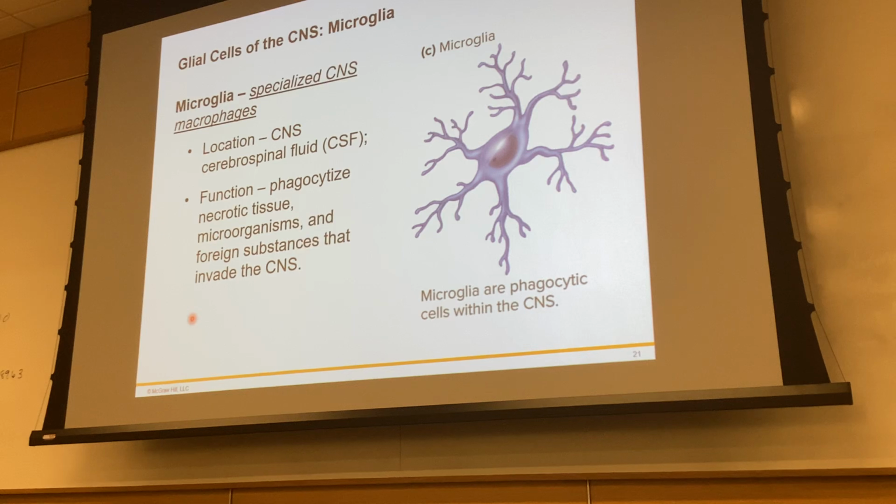A major cellular component of the cerebrospinal fluid is microglia. Those microglia are specialized macrophages, and a macrophage is a big cell that undergoes phagocytosis. Anything that's crawling or swimming around in the cerebrospinal fluid that shouldn't be there is basically responded to by the microglia. They help phagocytize necrotic tissue. What does necrotic tissue mean? Dead tissue. So they help clear dead or damaged tissue, microorganisms, and foreign substances.